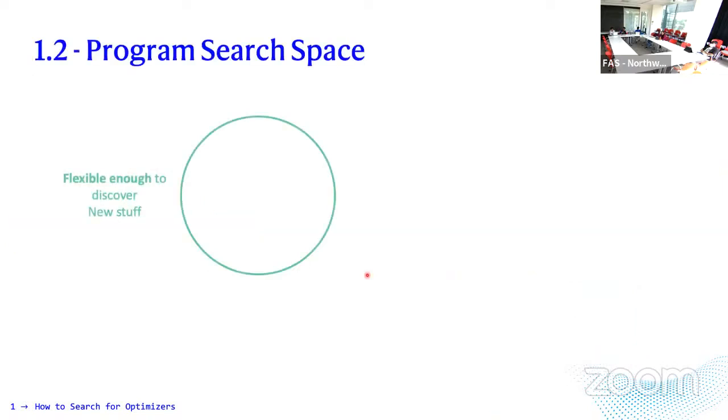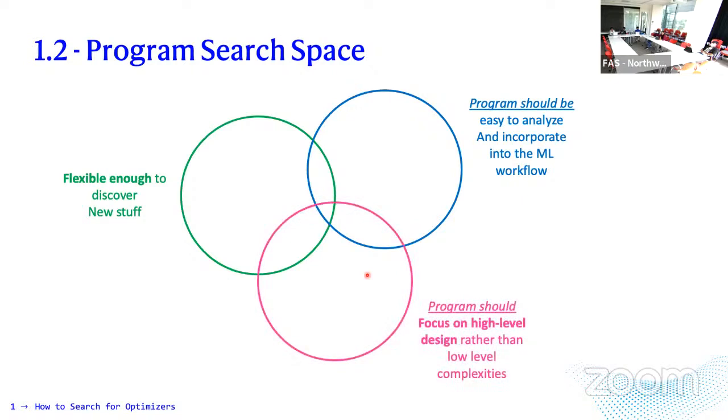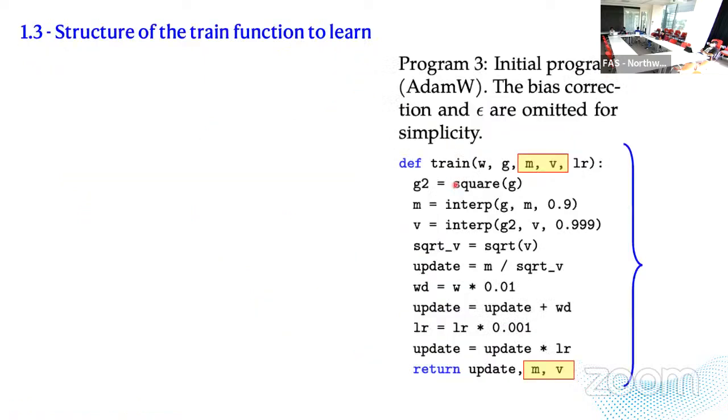So in terms of the program search space, what the authors mention is we need to be flexible in terms of the search space so that we can discover new stuff. The other one is the program should be easy to incorporate with the existing machine learning workflow. The other one is rather than very low-level details, we need to come up with a program that deals with much higher level design. So these are some design choices that they talk about. So now let's exactly look at what this means.